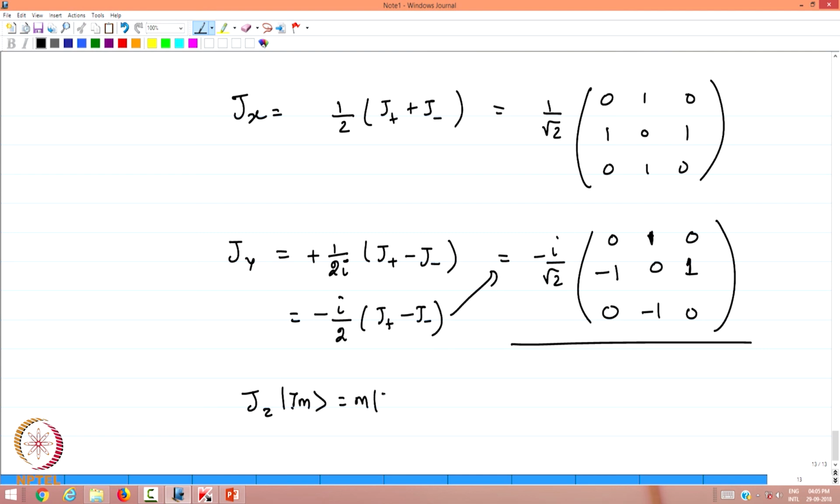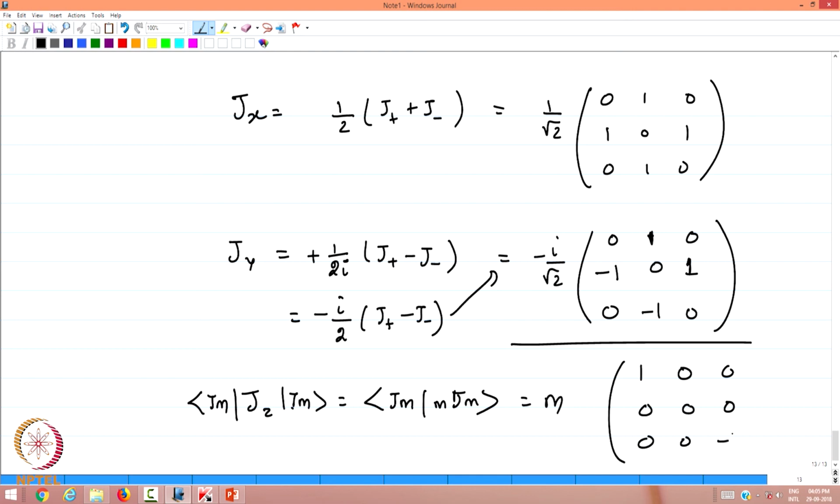And J z on J m is, of course, diagonal. It gives you m times J m. Therefore, the only matrix elements that will be non-zero are if you take the scalar product of J m on m J m, and that is m. Therefore, you have 1 0 0, 0 0 0, 0 0 minus 1, because m is 1 in this row, 0 in this row, and minus 1 in this row, and therefore, this is the J z operator.